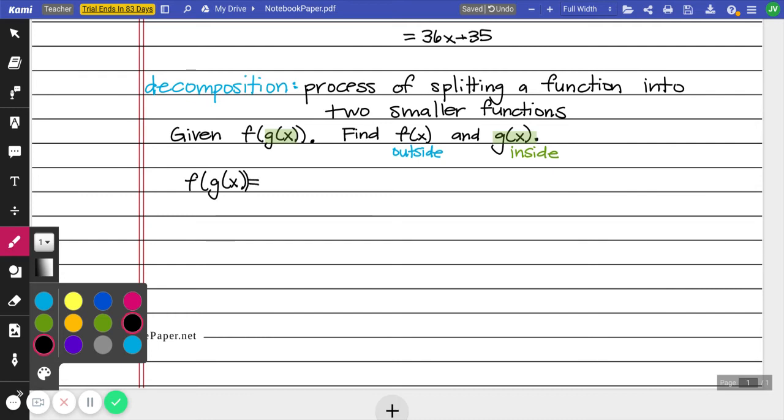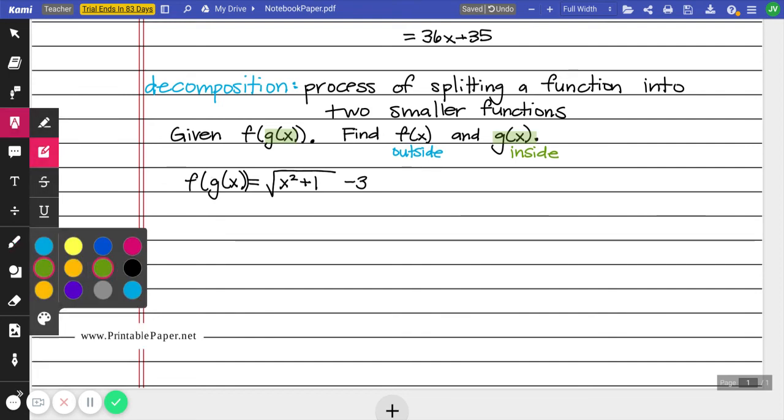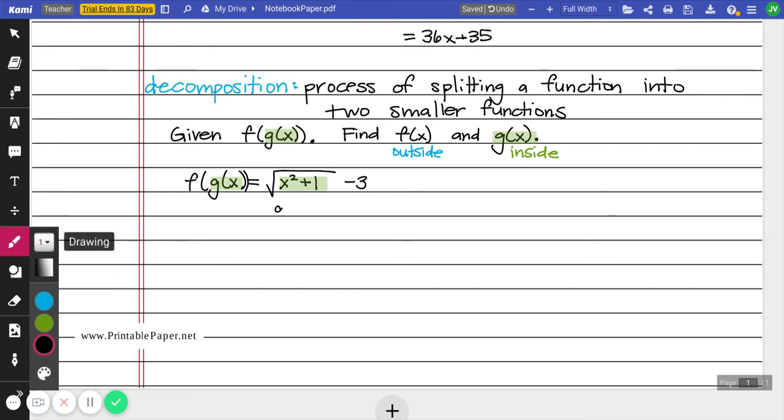It looks like this: the square root of x squared plus 1, minus 3. So we need to determine which function, g of x, is living inside another function. And so when I read the square root of, and then x squared plus 1 minus 3, x squared plus 1 is underneath the square root. And so I'm going to think of that as my g of x equals x squared plus 1. That's the inside function.